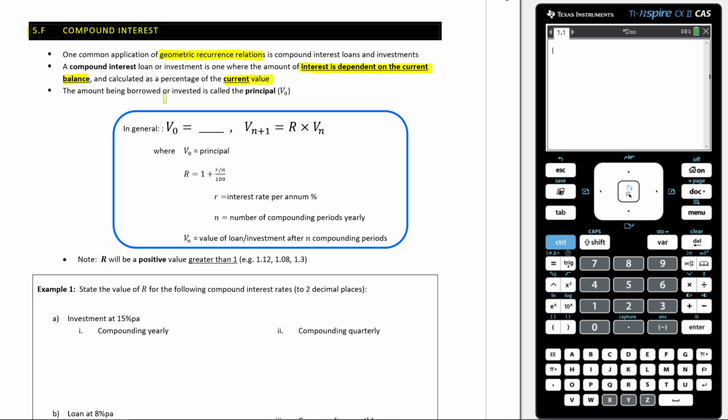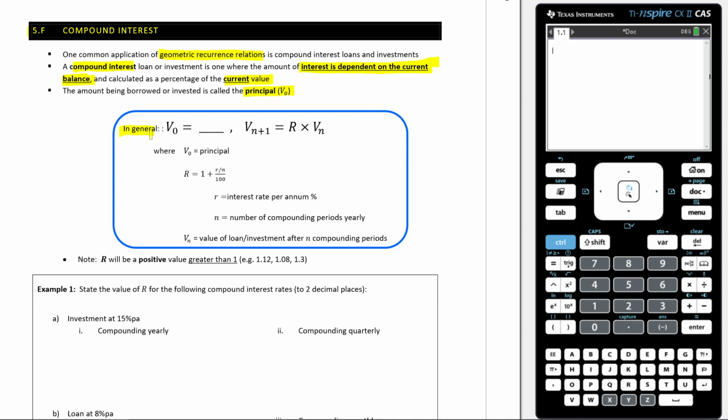The amount being borrowed or invested is called the principal. So this is where compound interest is different from simple interest: the fact that interest is dependent on the current balance. Remember back to simple interest. With simple interest, you calculated the interest based on the original amount. With compound interest, you calculate the interest on the current balance. And as we go through some more examples, that will make a bit more sense.